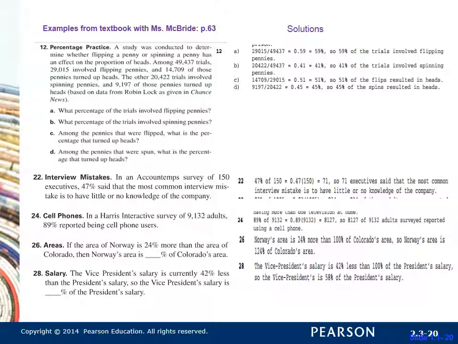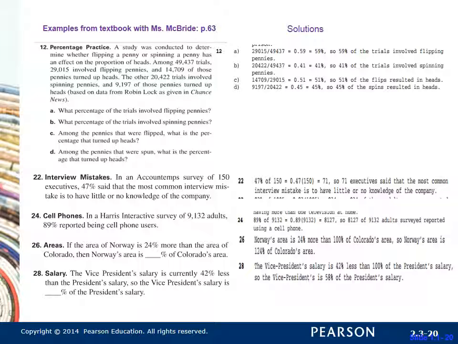So you would divide the pennies that were flipped that turned up heads by the number of pennies that were flipped. Part D, same idea. Among the pennies that were spun, what's the percentage that turns up heads? You would have the denominator as the pennies that were spun, and the ones that were spun that turned up heads would be your numerator. So your 9197 divided by your 20,422. And you can see the correct percent there. So your denominator is the total you're looking at, and your numerator is how many successful things were there.